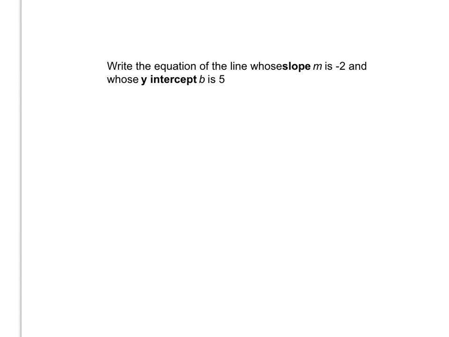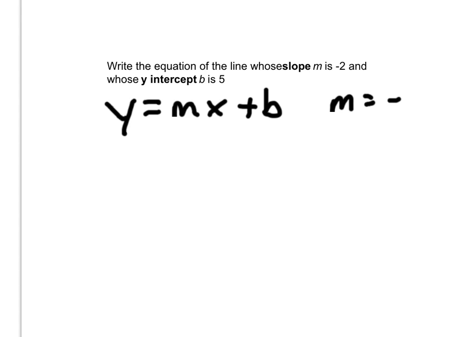Okay, we'll start off with a nice easy example here. It says write the equation of the line whose slope is -2 and y-intercept is 5. So first thing is we'll want to remember slope-intercept form because that's the easiest to deal with. So that's y equals mx plus b. Well, they're telling us our m is -2 and our y-intercept b is 5. So all we have to do is plug those into our y equals mx plus b format.